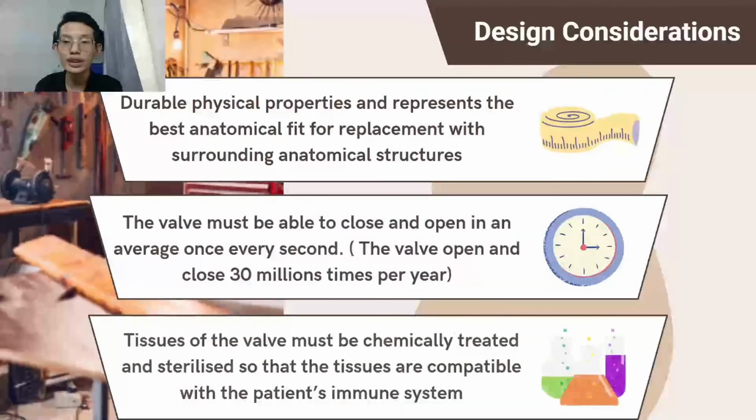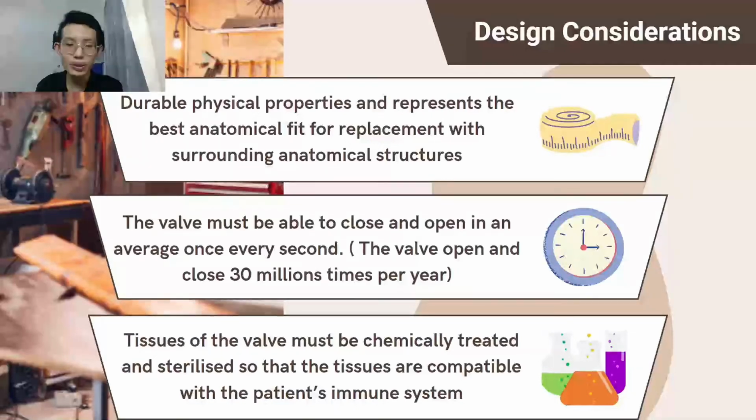So here are the design considerations that need to be considered. The valve must have durable physical properties and represent the best anatomical fit for replacement. The valve must be able to close and open on average once every second. And the tissue of the valve must be chemically treated and sterilized so that the tissue is compatible with the patient's immune system.